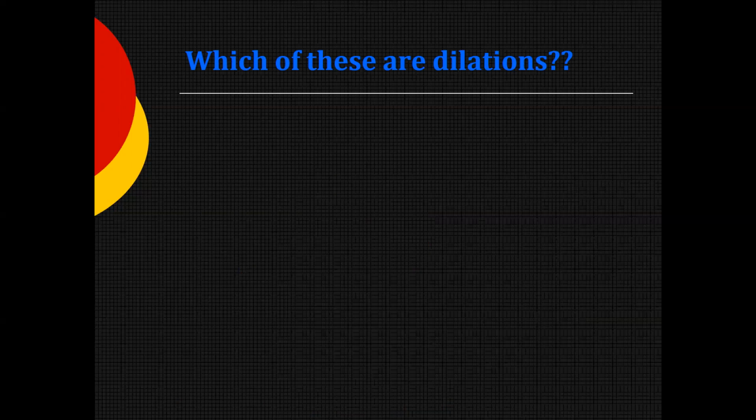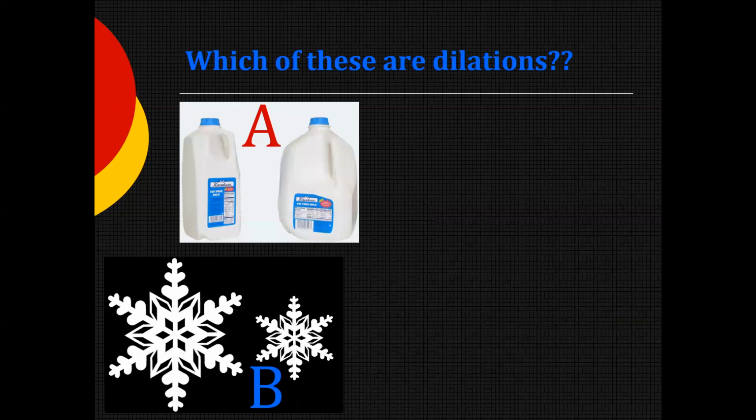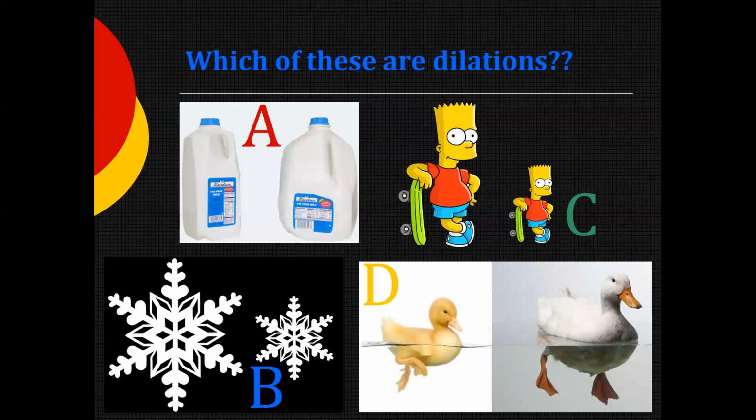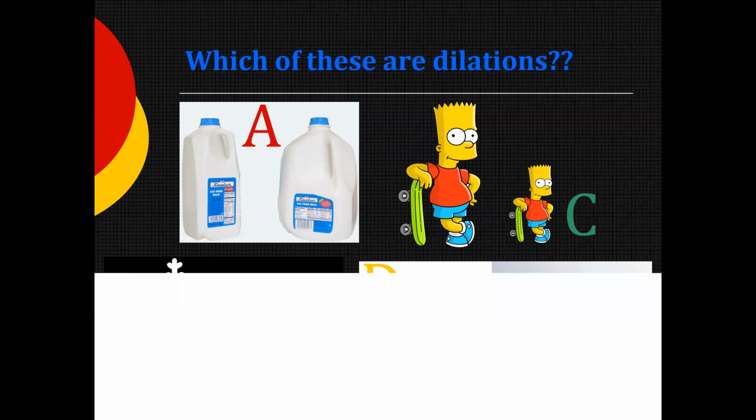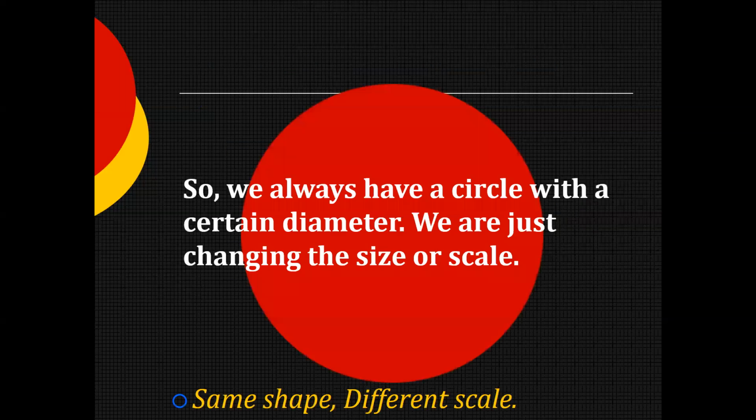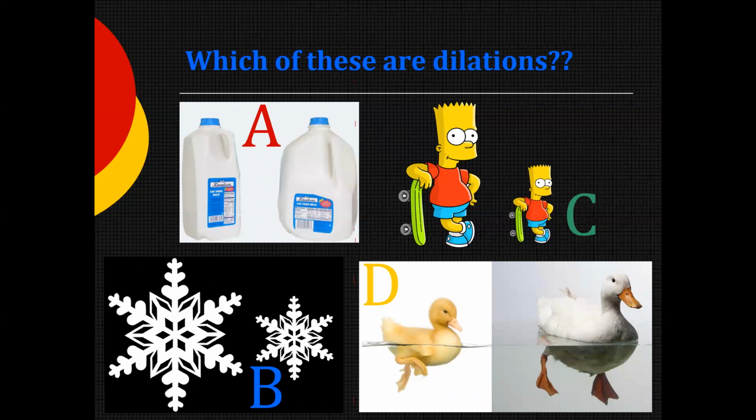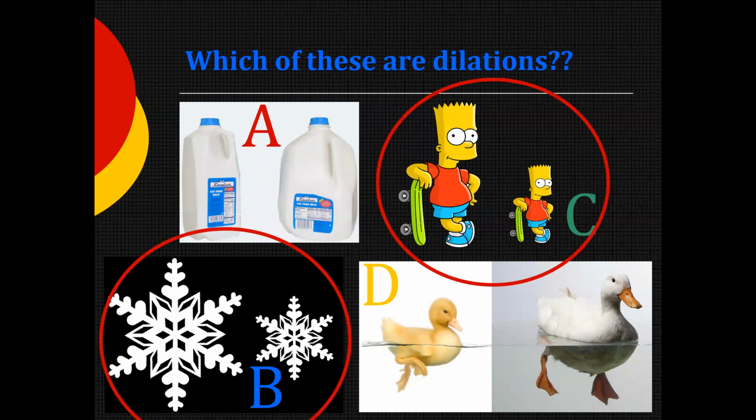So looking at these four pictures, we want to talk about which of these four are dilations. So here we have four things. We have a half gallon of milk and a gallon of milk. A is not a dilation because the milk containers are not the same shape. They are both milk containers, but they're not dilations of each other because, again, they're not the same shape.